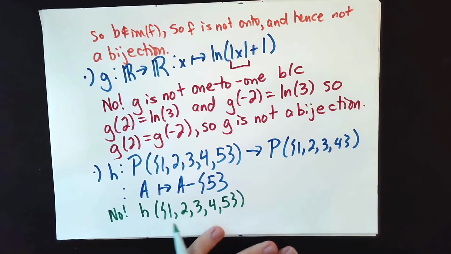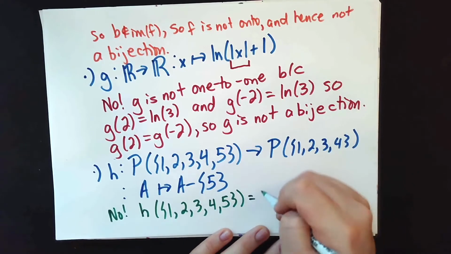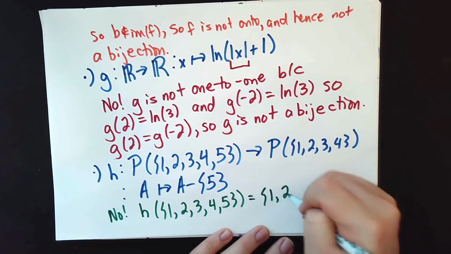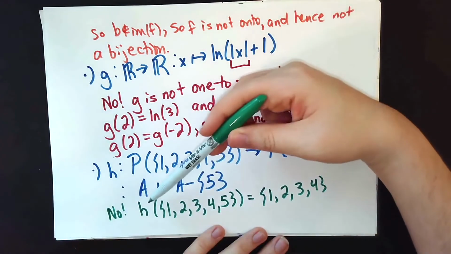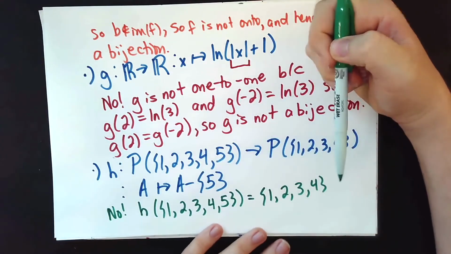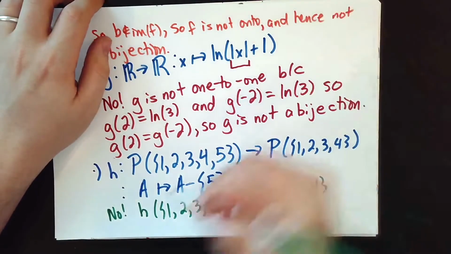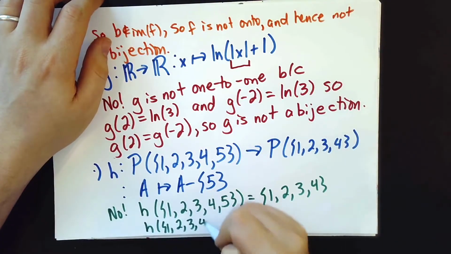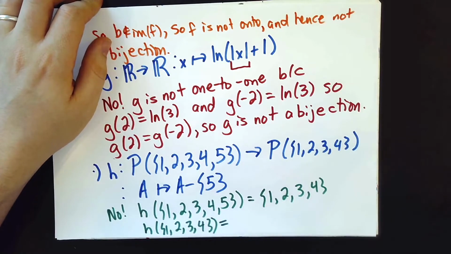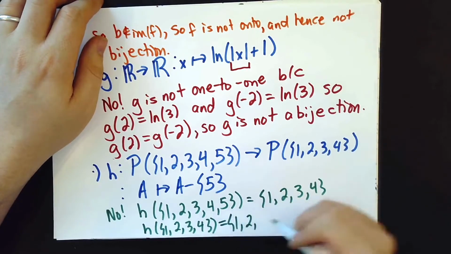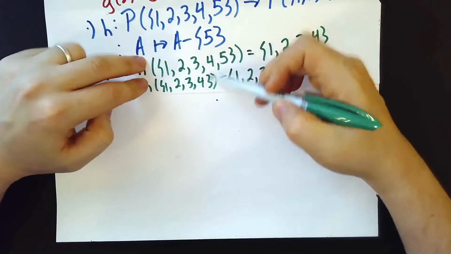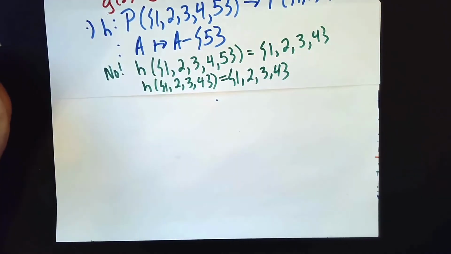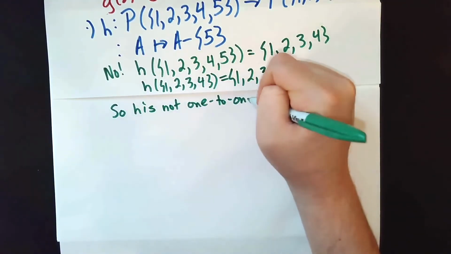So if I take h of {1, 2, 3, 4, 5}, what am I going to get? {1, 2, 3, 4}. Is there anything else I can take h of to get {1, 2, 3, 4}? Well, why yes, there is. I can also take h of {1, 2, 3, 4}. And if I do that, well, again, I'm taking 5 out, but 5's already not in it, so I also get {1, 2, 3, 4}. And so just this fact alone, that these two inputs give me the same output, is enough to tell me that this function is not 1-to-1.